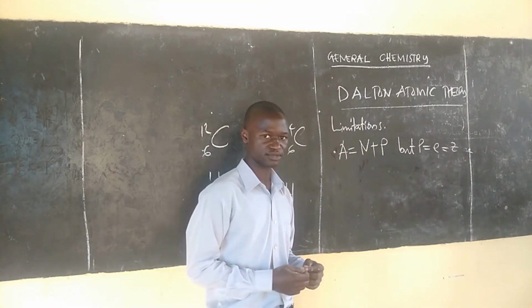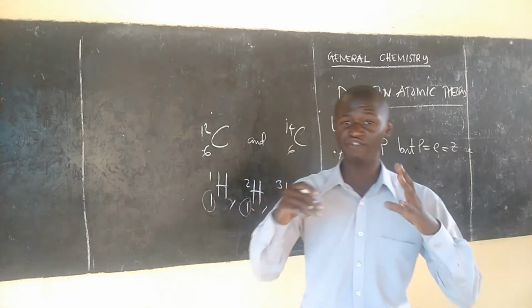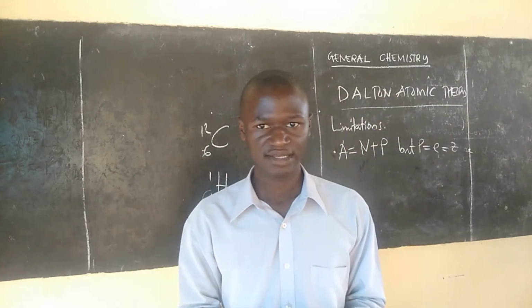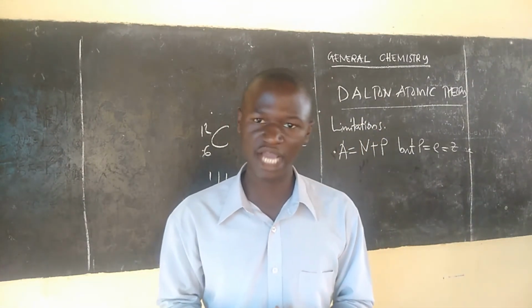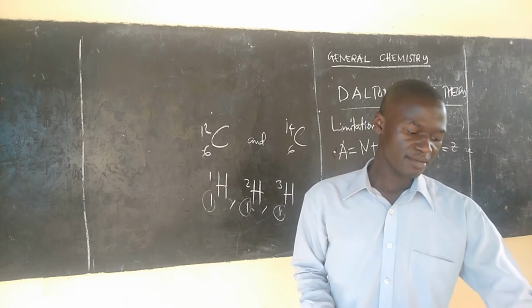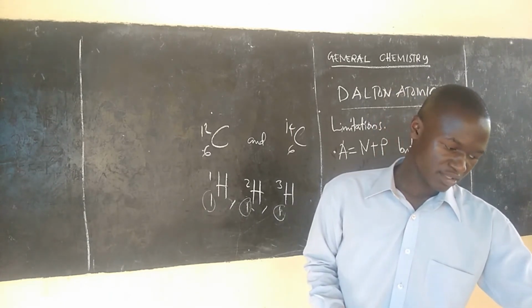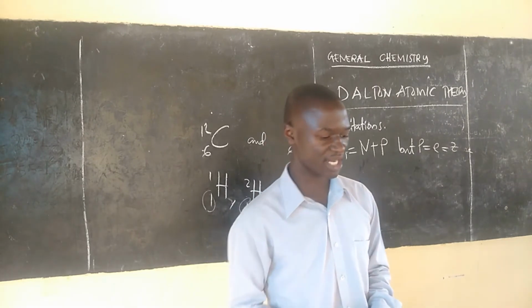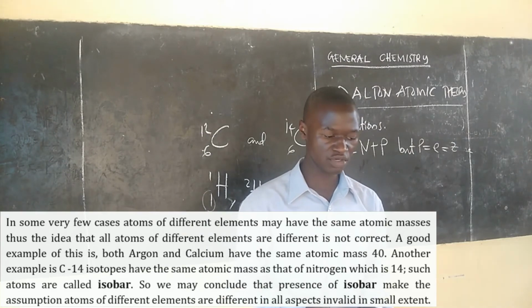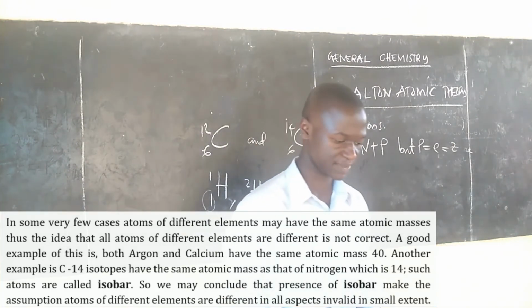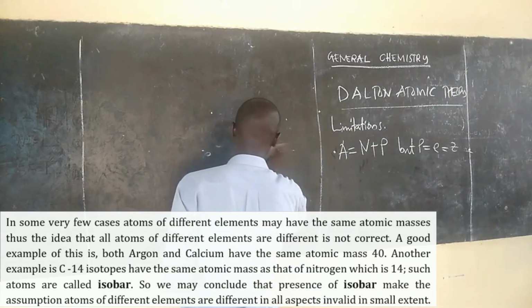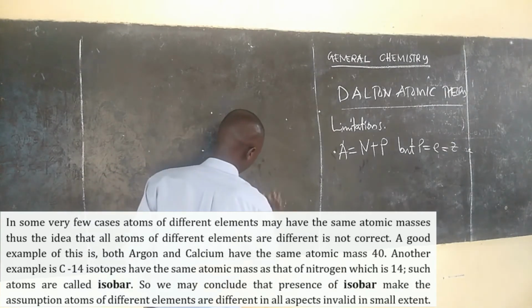So what are the isomers? We are saying that about the fourth idea of Dalton, in most cases it is true. In most cases. But we have few exceptions in isomers. In some very few cases, atoms of different elements may have the same atomic mass. Thus, the idea that all atoms of different elements are different is not correct. A good example of this is both argon and calcium have the same atomic mass of 40. Argon and calcium, they have the same atomic mass of 40.